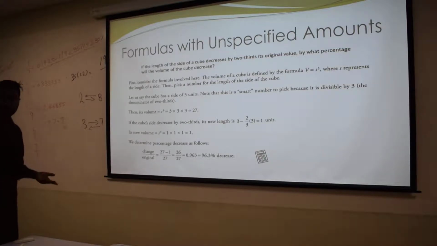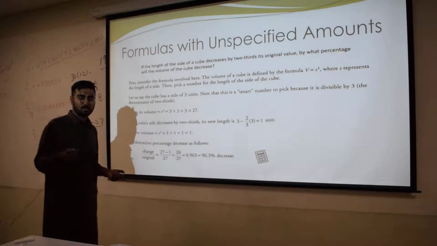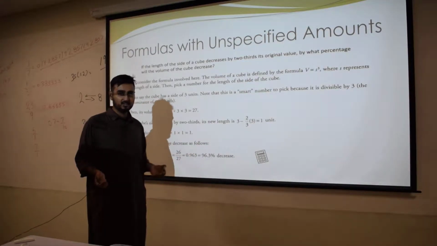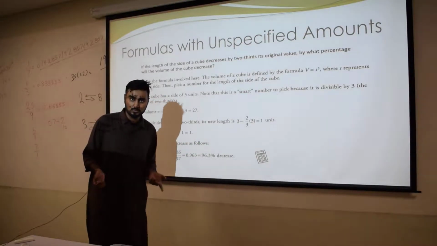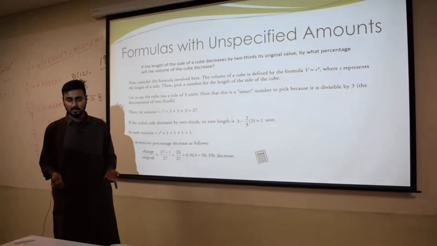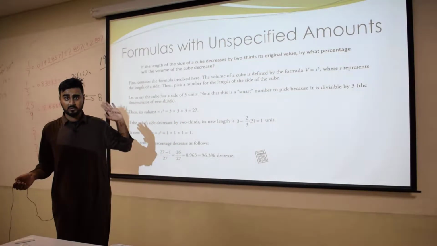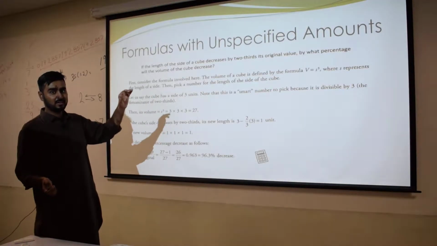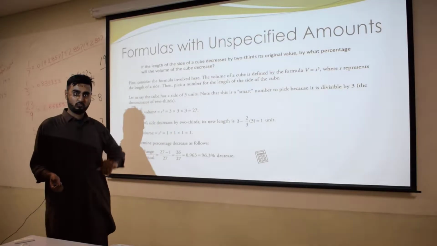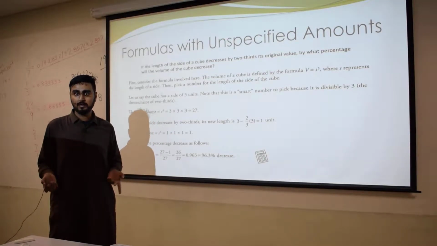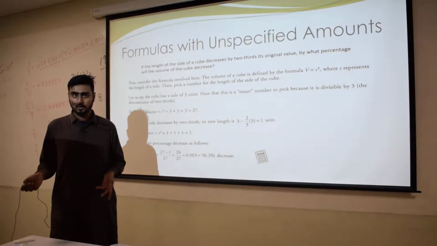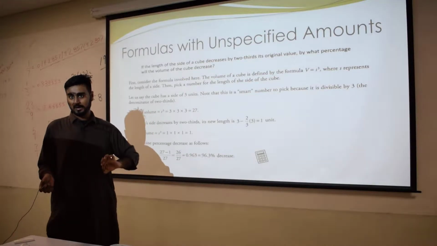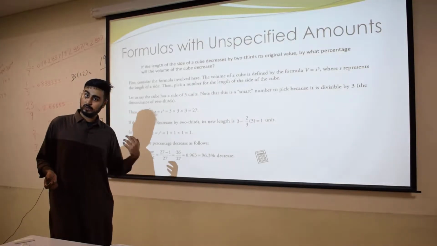So you just pick up a number. Let's say for example, you pick a number, the side of the cube is 3. So by this assumption, the volume of the cube will be 3 cube, which is 27. Okay? And now it's given in the question that 2/3 of its length decreases. So what's 2/3 of 3? That's 2, right? 2/3 of 3 is 2. So original length was 3 and it's reduced by 2, so the new length is 1.